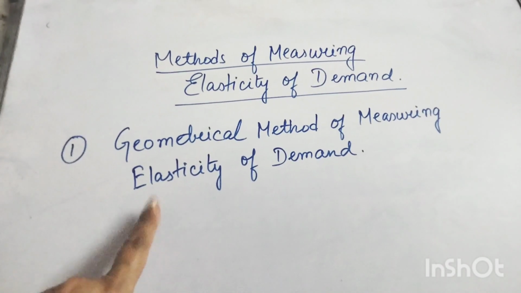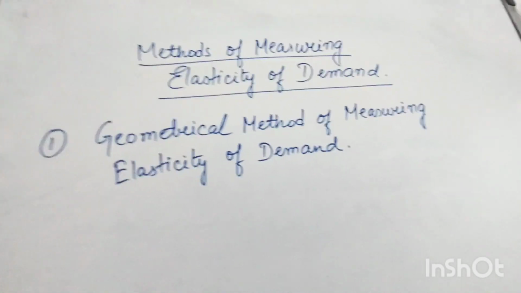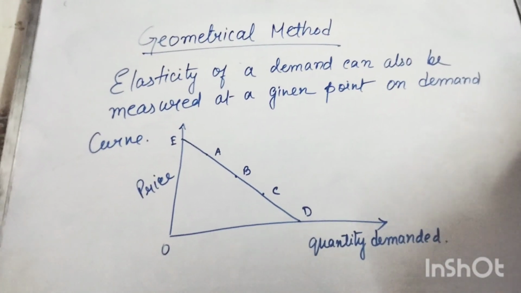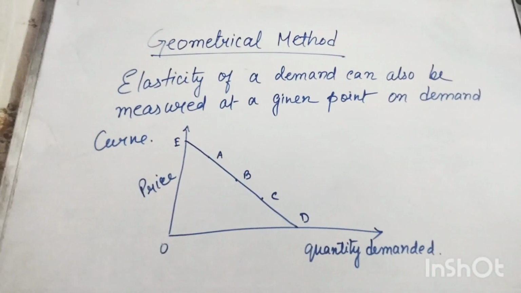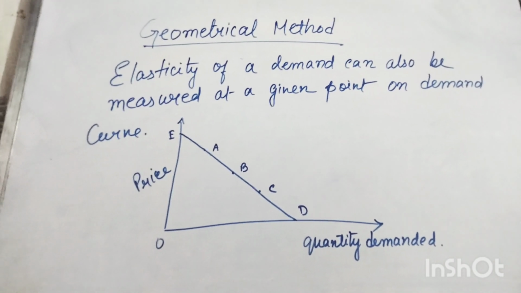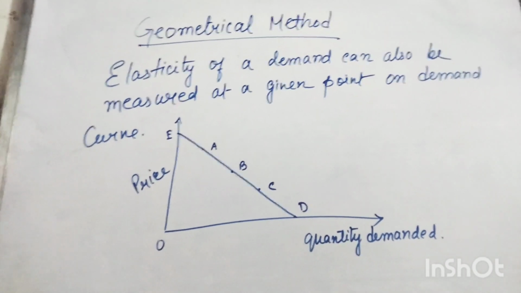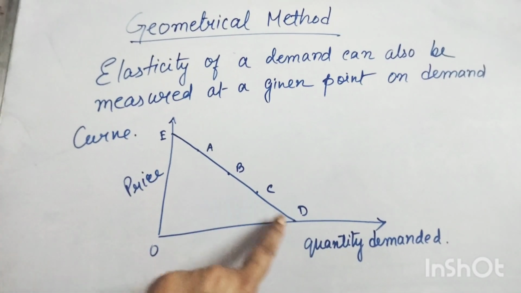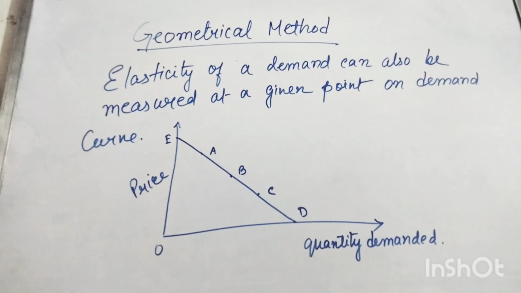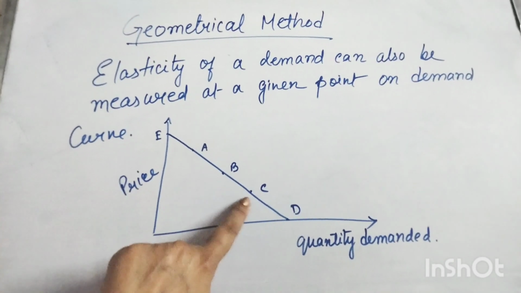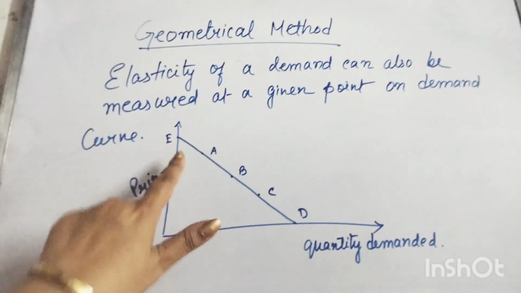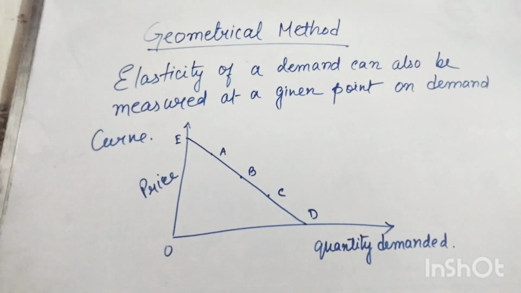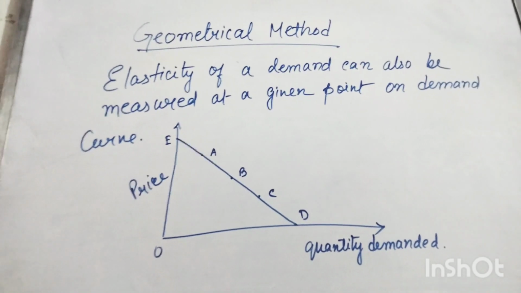So first, today in this topic we are going to discuss the geometrical method of measuring the price elasticity of demand. That means elasticity of demand can also be measured at a given point on the demand curve. This is the demand curve. At various points on it we can measure the elasticity of demand. We are measuring price on the y-axis and quantity demanded on the x-axis, and we all know that the demand curve is negatively sloped.